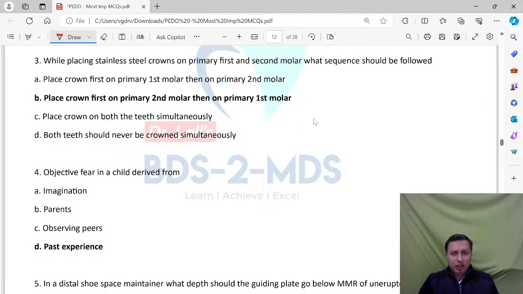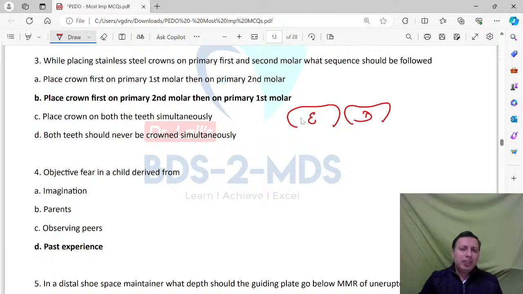See, whenever we generally get the case, so this is my E and this is my D. So what I'll do is first place the crown on the primary second molar, followed by the placement on the primary first molar.